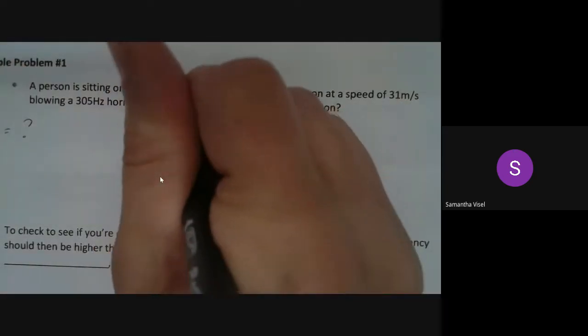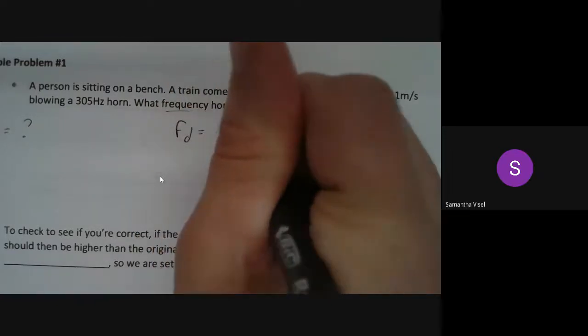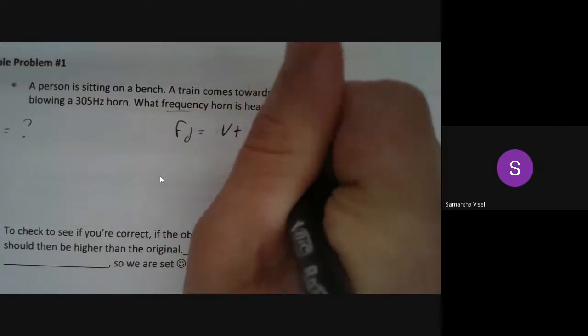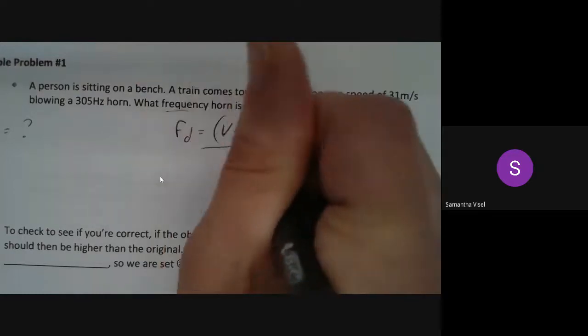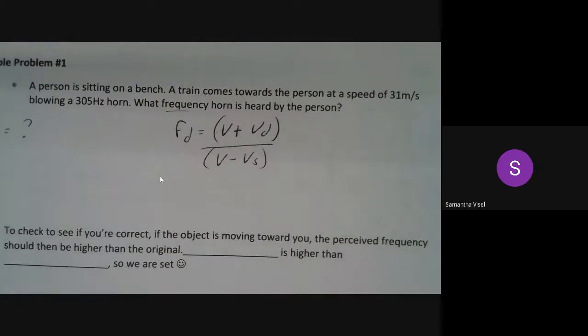And for our first run through of these problems, we're going to put our equation down here again. And I think walking through each variable of the equation is going to help us pick out what exactly it is that we're looking for.